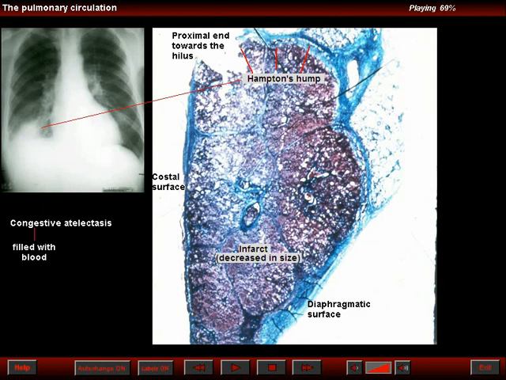Congestion means increase in blood that will tend to increase the size of the affected segment or lobe. Atelectasis is produced by the loss of surfactant. It's a peripheral form of atelectasis, which will tend to reduce the size of the affected segment or lobe. Which of the two predominates? The atelectasis. So invariably, when we have a pulmonary infarct, there is a tendency for seeing a reduction in the size of the affected segment or lobe.